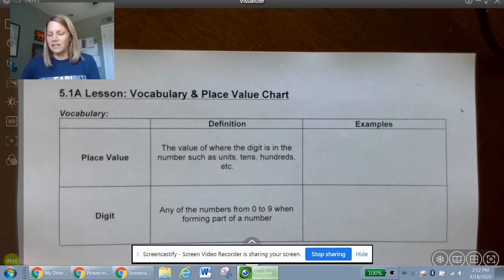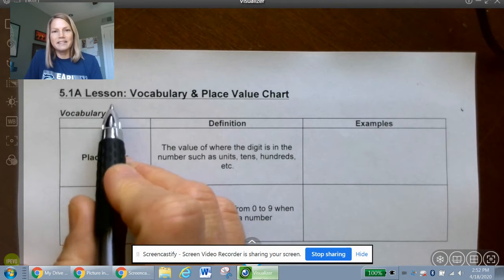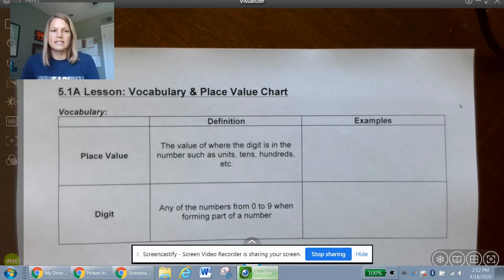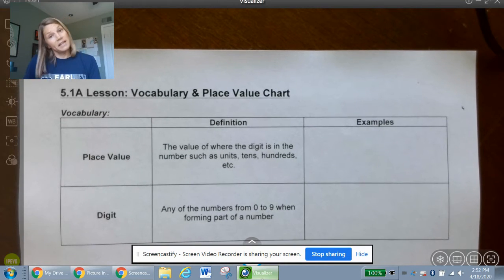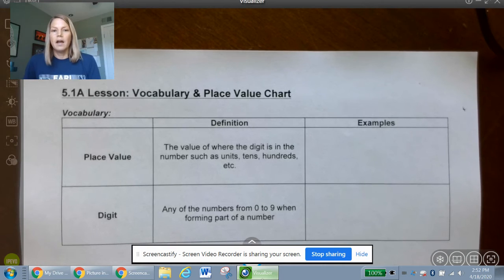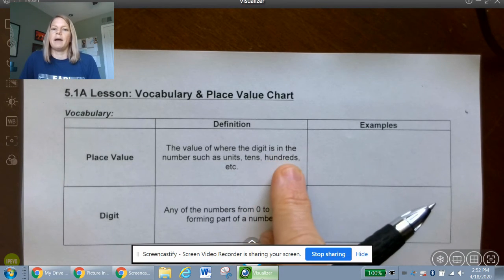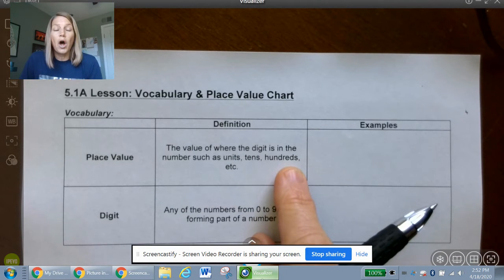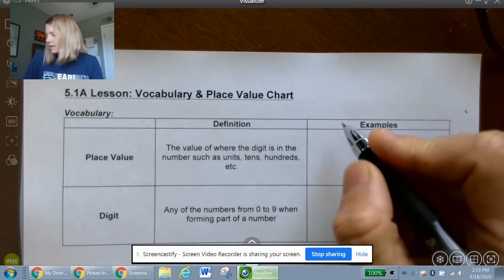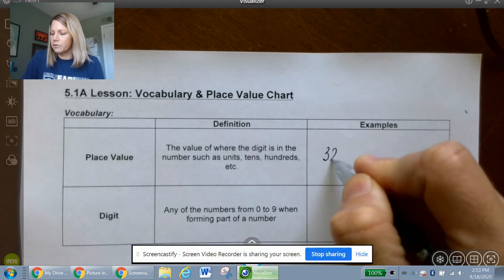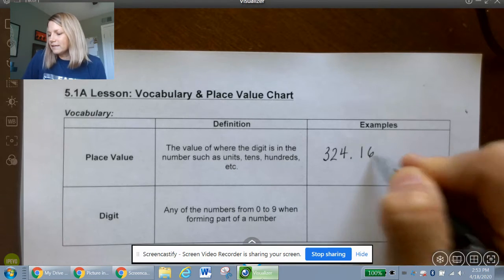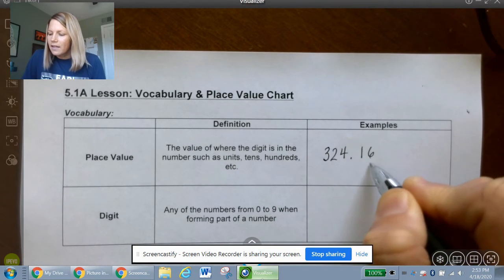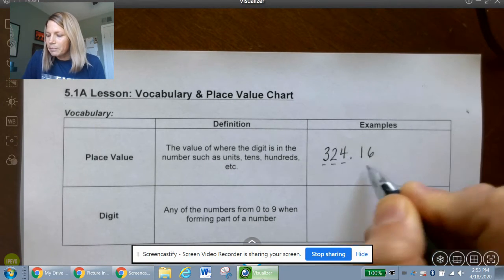Everyone, we're going to take a look at the 5.1a lesson, Vocabulary and Place Chart. Talk about place value for a few minutes here. Place value is just talking about the different tens, hundreds, thousands, all of that we use to label different numbers. So like let's say I had 324 and 16 hundredths. These each have a place value.